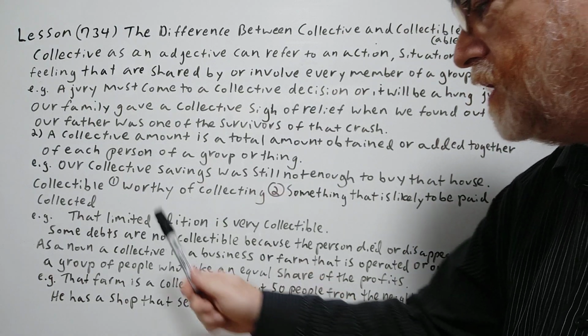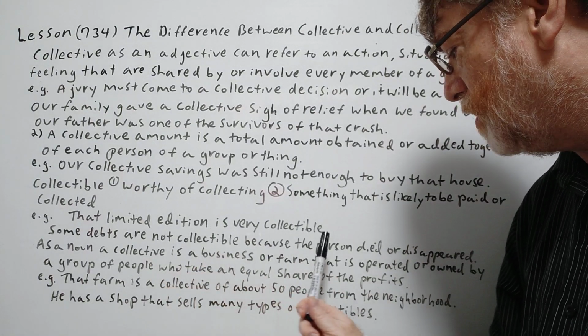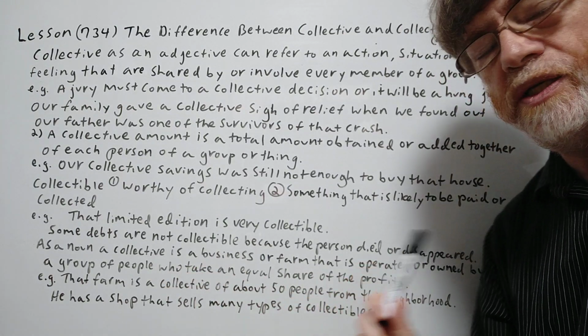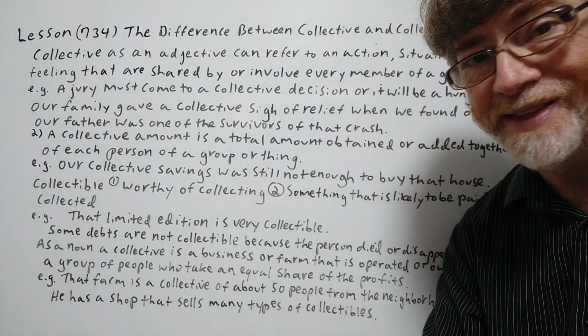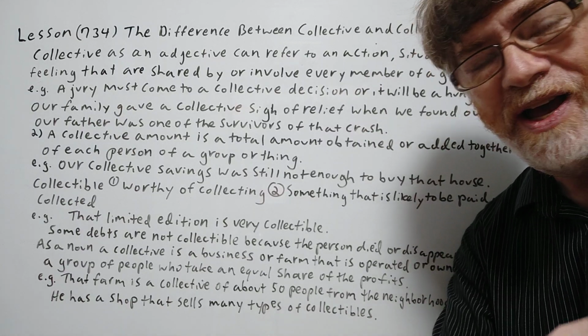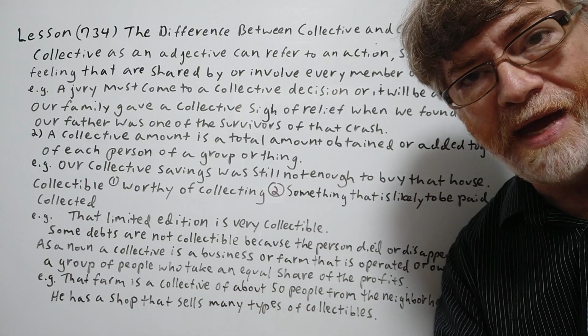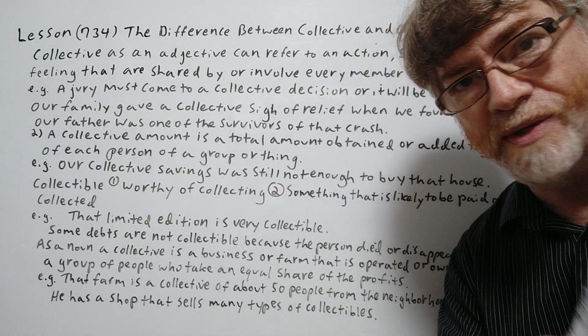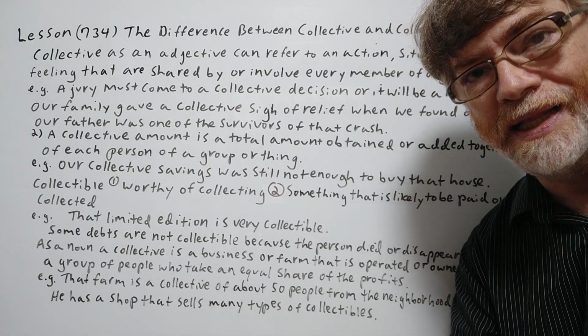All right, second one, some debts are not collectible because the person died or disappeared. Well, somebody's dead, well, they can't pay off their bills. And if they disappeared, they can't find them to make them pay off their bills. So those debts are not collectible.